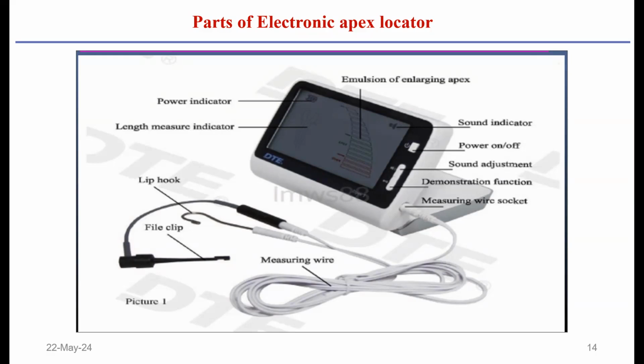When the file reaches the apical foramen, the circuit will be complete and a very minimal current will flow through these two components, and the current flow will be recorded as a reading on the screen of the apex locator. Depending upon the distance of the tip of the K file to the apical foramen, the measurement will be shown on the screen as 0.5 mm short, at the apex, or beyond the apex.